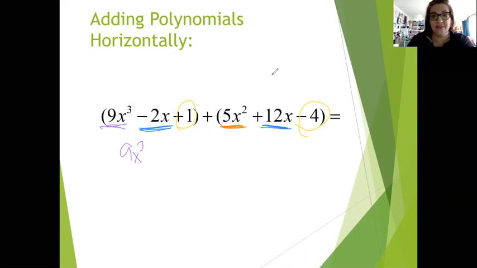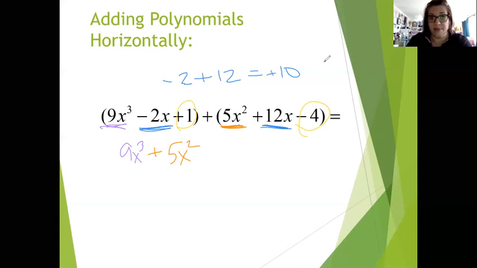Then comes the 5x squared. That's the only one that's an x to the second. Now I've got some math to do because I have negative 2x plus 12x. So again, they have different signs. I'm going to find the difference between them, and the bigger number gives my answer its sign. So that'll be 10x.